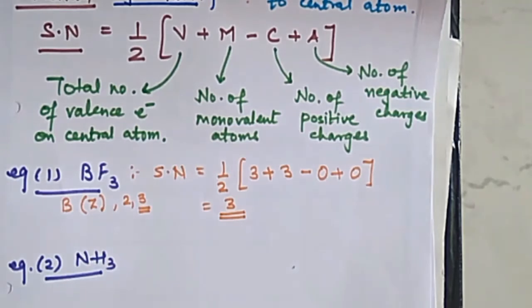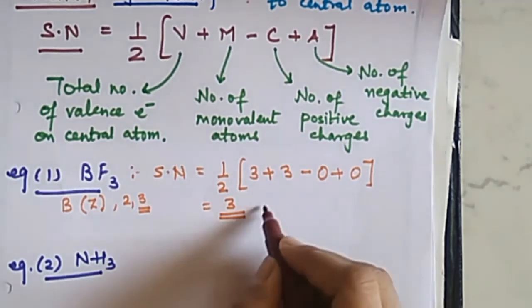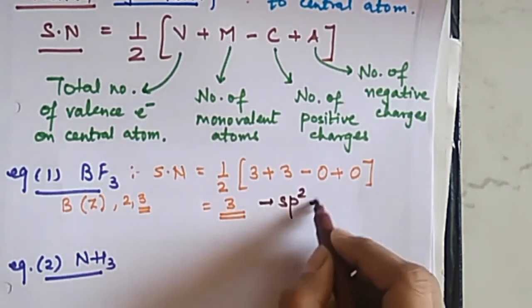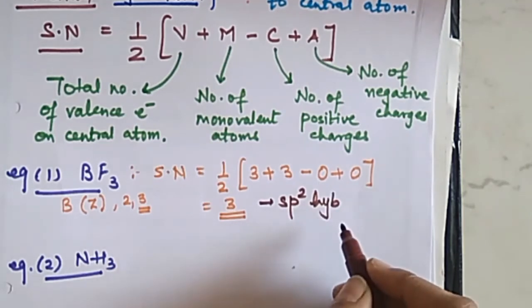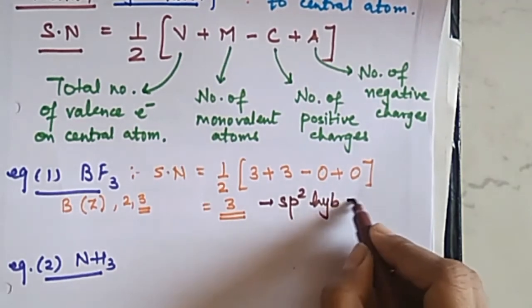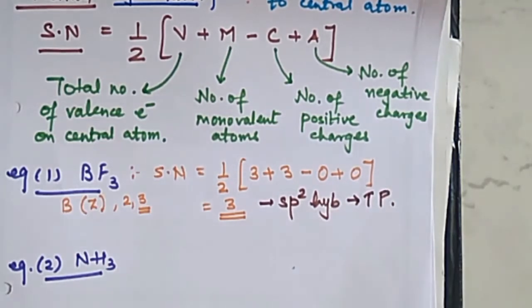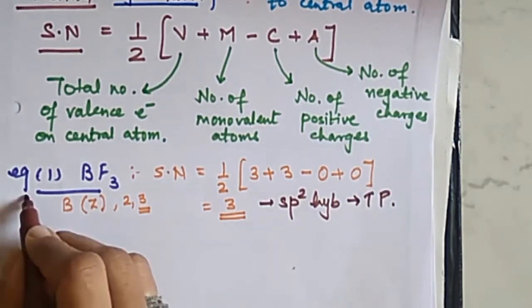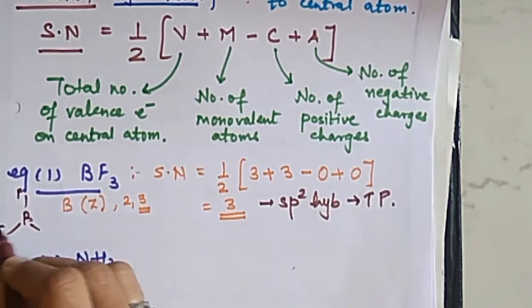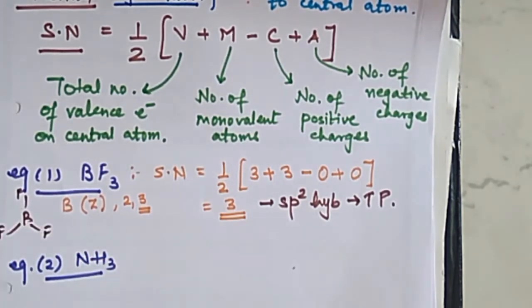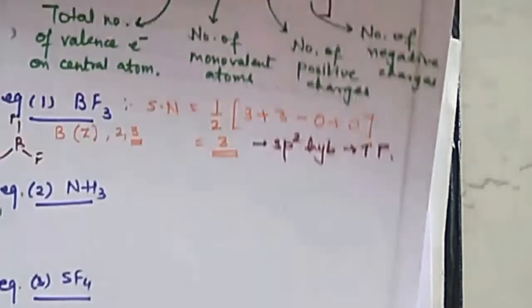Steric number is 3, meaning it is sp2 hybridization, and we know that sp2 hybridization means the geometry is trigonal planar. Fine. So BF3 is trigonal planar. Okay. Let us take one more example.